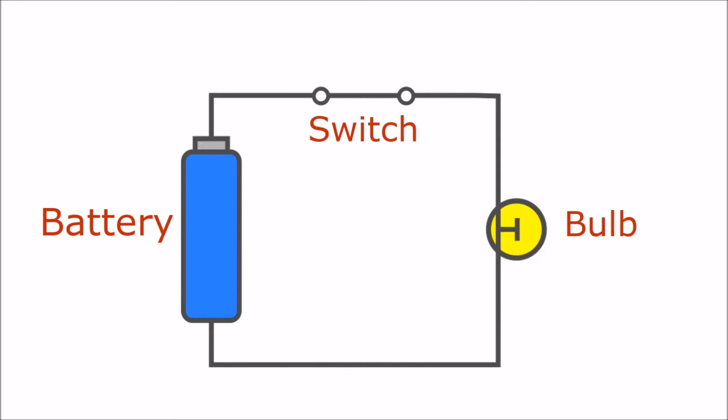If we turn the switch on, the switch contacts close. This completes the circuit. Electricity can flow and the light goes on.